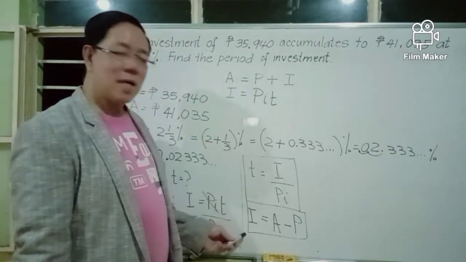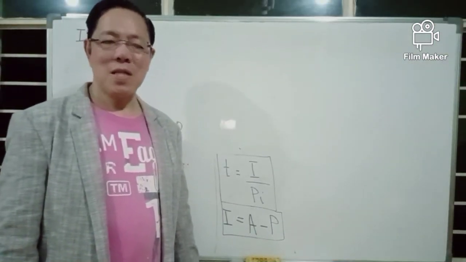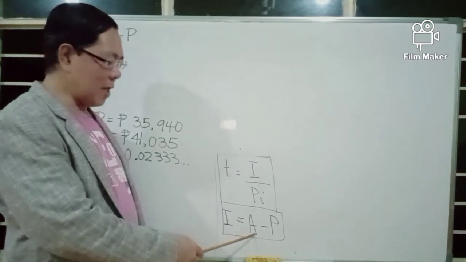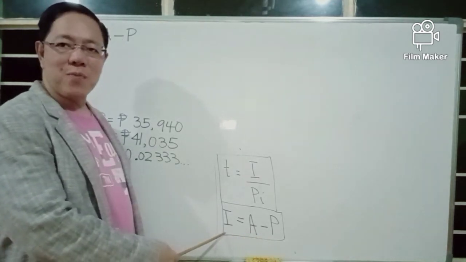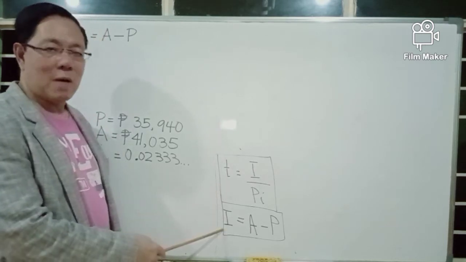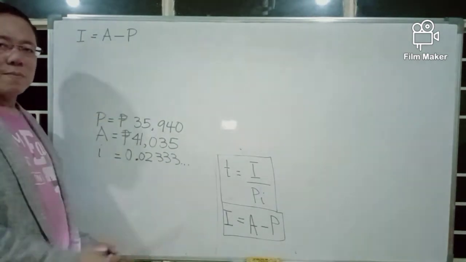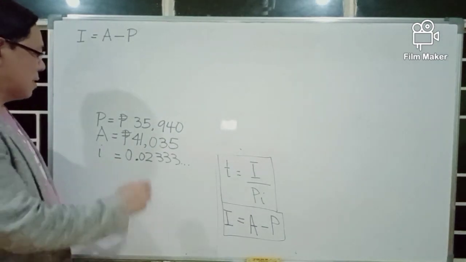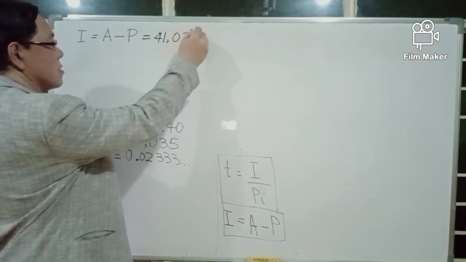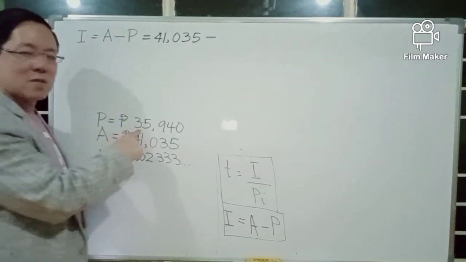And to solve for capital I, we need to use a calculator. We start by computing the amount of interest capital I equals the difference of accumulated value A and the principal P, because we need the amount of interest capital I to compute for the unknown time or period of investment. Thus, we start with capital I equals the accumulated value minus the principal P. And we substitute the given. Accumulated value is 41,035 pesos minus the principal P. The principal P is 35,940 pesos.